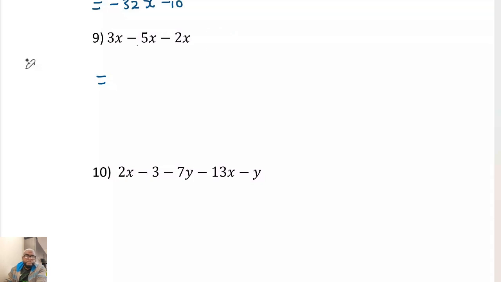There we go. 3x minus 5x will be how much x? Negative 2x, and then you have minus 2x. Two signs are the same, so you have to add. You get 4x, and then you keep the sign.